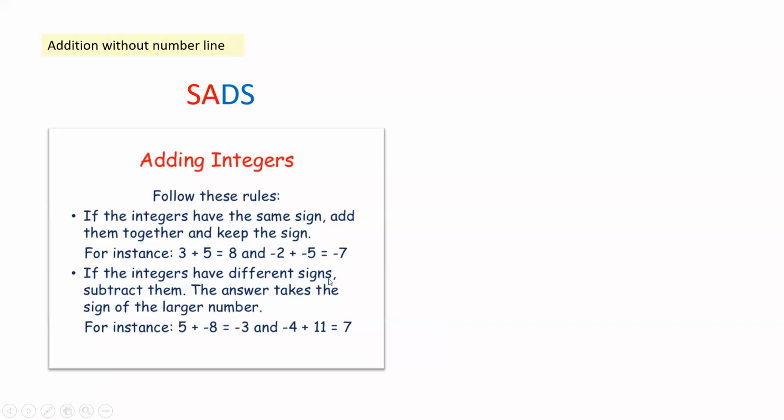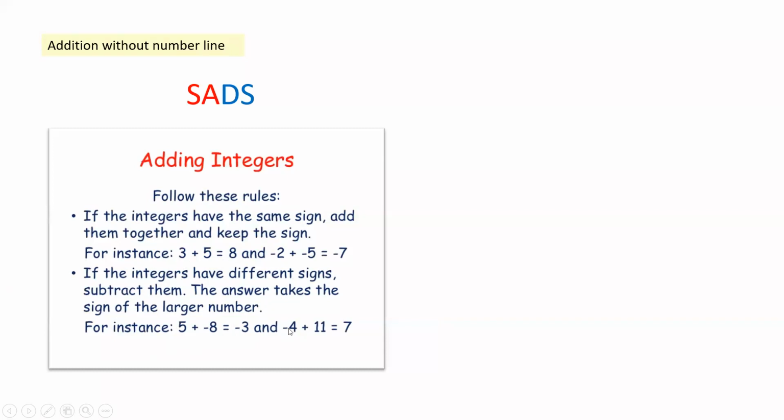If the integers have different signs, you will subtract them. The answer takes the sign of the larger number. So 5 plus minus 8, right? So this is a positive number and this is a negative number. Therefore, since 8 is larger than 5, I will subtract them. 8 minus 5 is equal to 3. And 8 is larger than 5 and 8 is the negative number. So I'll make the answer a negative number. So it was 3, I've added a minus sign to it. The answer is minus 3.